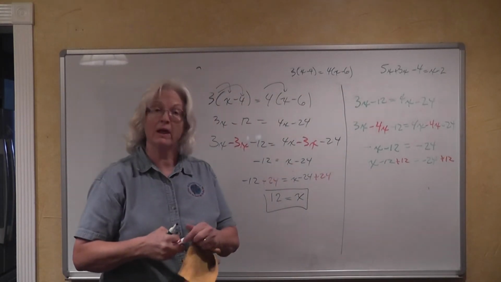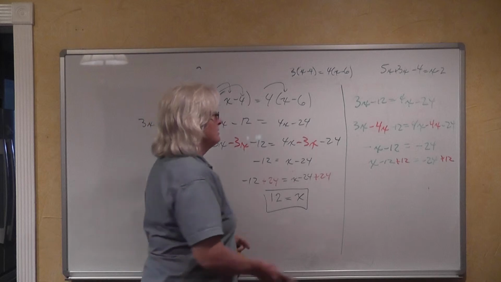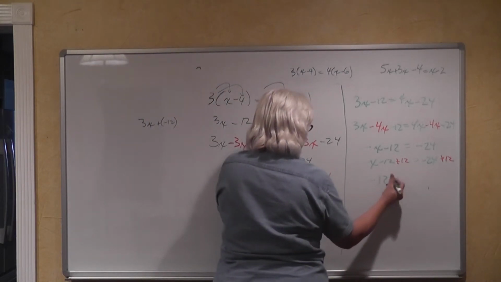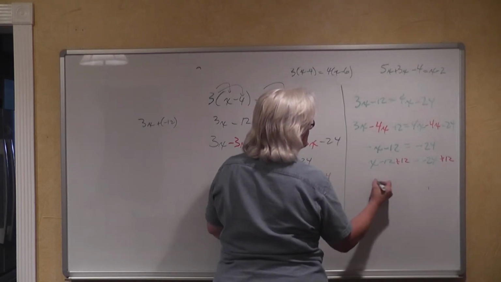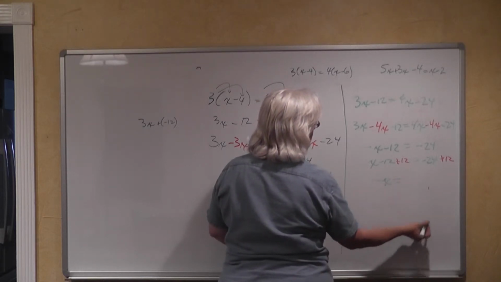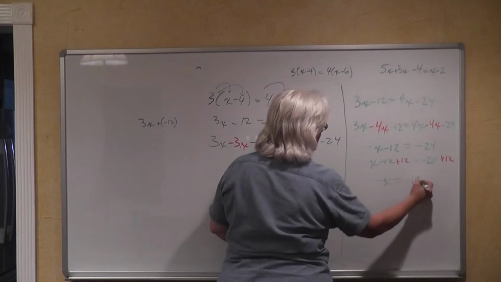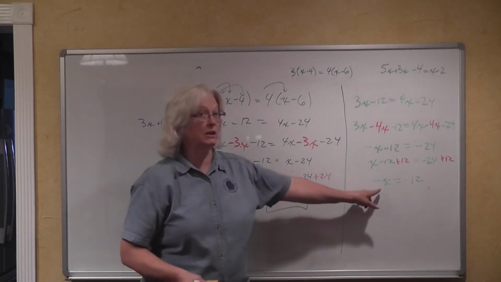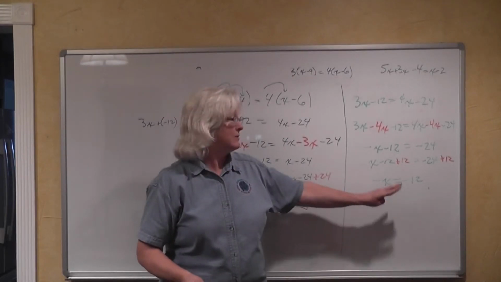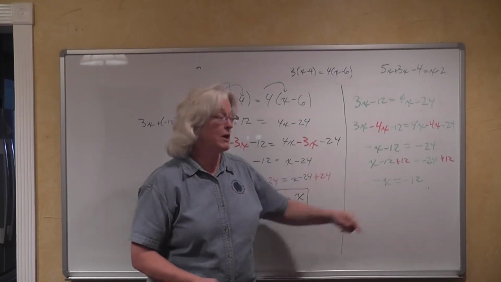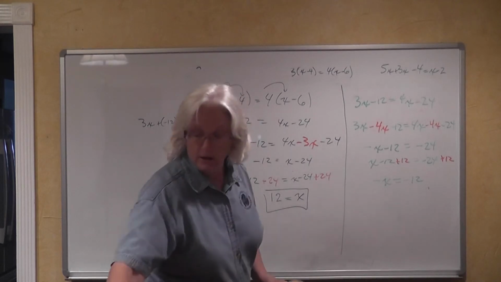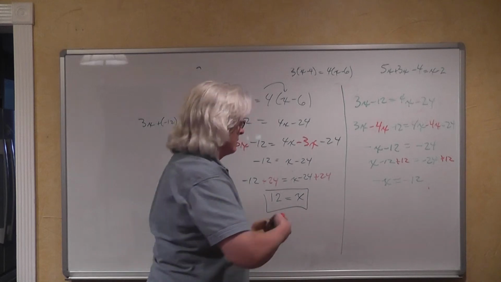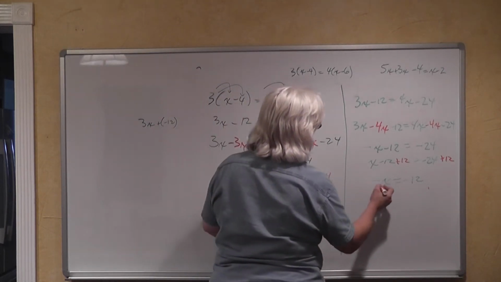Now, we can see what happens. Negative x minus 12 plus 12, that goes away. Negative x is equal to negative 24 plus 12, which is negative 12. I don't care about a negative x, I want an x. Well, that's actually negative 1x. So if we divide both sides of this equation by a negative 1, what are we going to get?